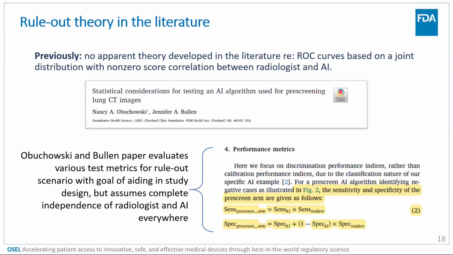Like I said, there are a couple papers looking at rule-out theory, so how do we actually evaluate these devices? But they completely ignore the impact of the correlations of radiologist and AI scores. So for example, in this paper, these 2 equations involving the sensitivity and specificity, which I don't think I mentioned earlier, but sensitivity is the true positive rate. Specificity is 1 minus the false positive rate. But the important thing is that both of these equations only hold if you assume complete independence of the radiologist and AI, which in practice is not a reasonable assumption.